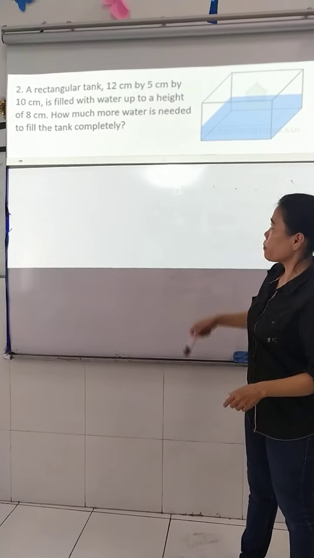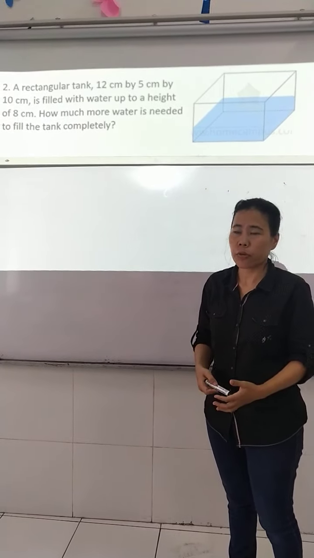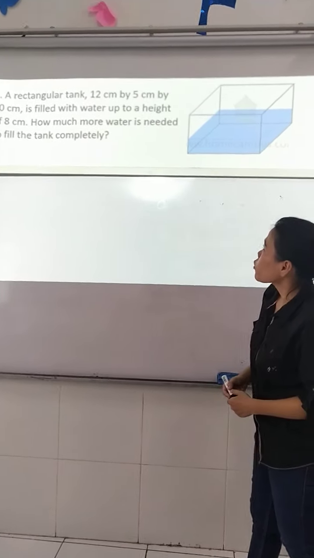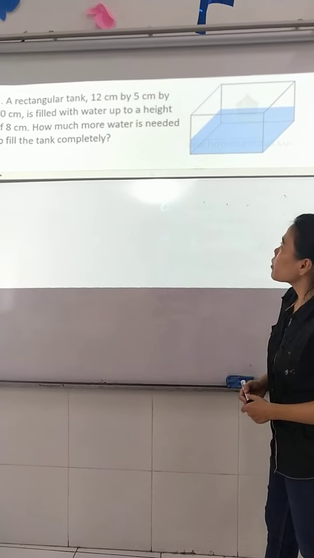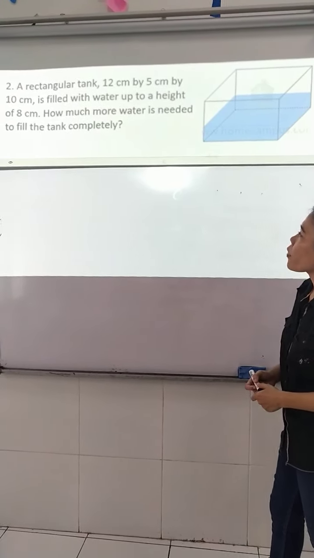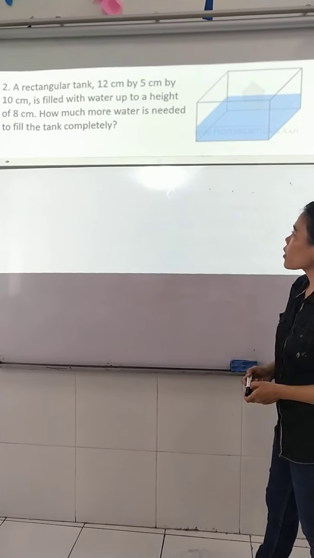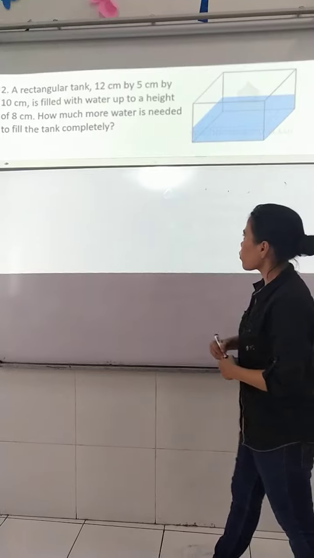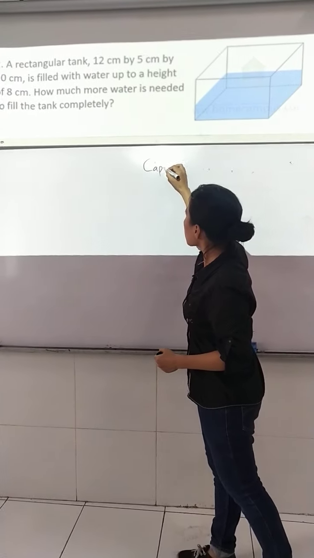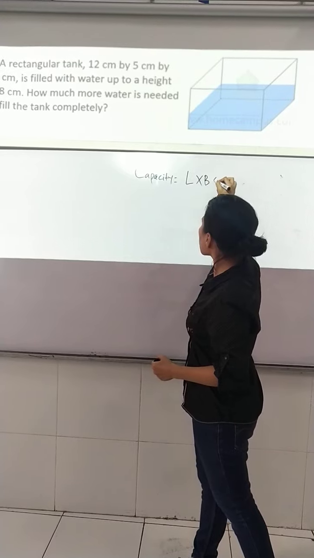Okay, now number 2. This type of question looks similar to number 2 in your workbook. A rectangular tank 12 cm by 5 cm by 10 cm is filled with water up to a height of 8 cm. How much more water is needed to fill the tank completely? Like I said, we start with the capacity first. The formula is length times breadth times height.